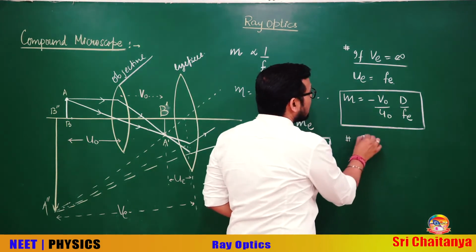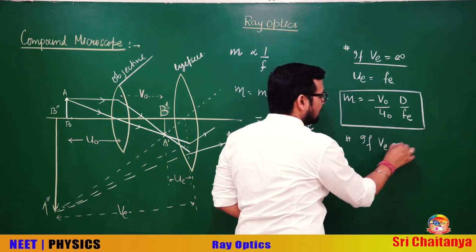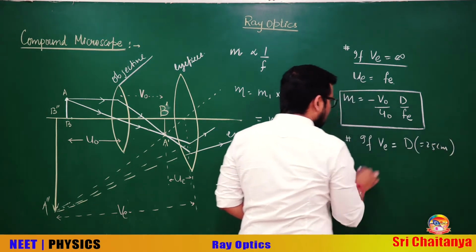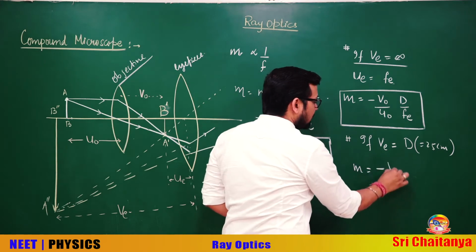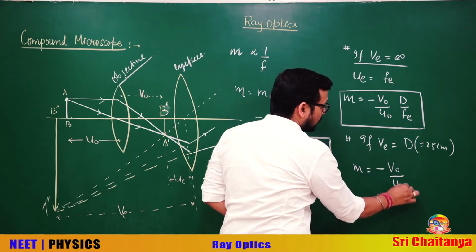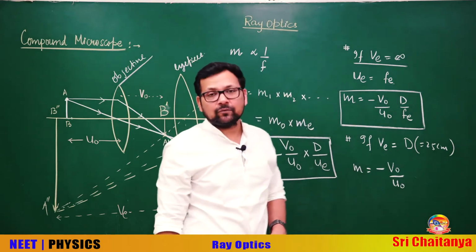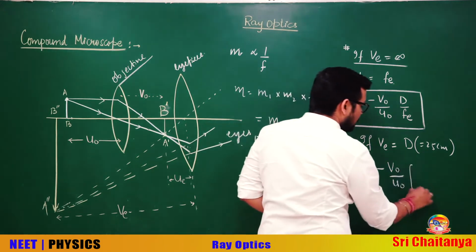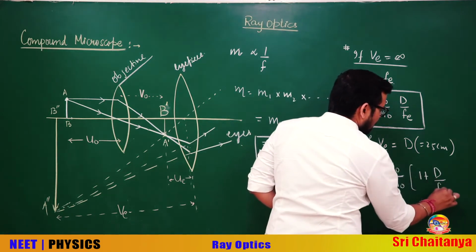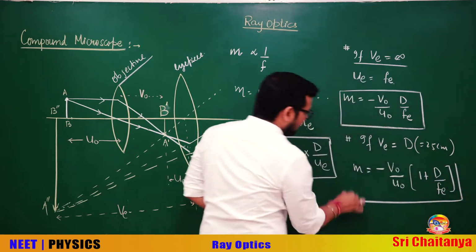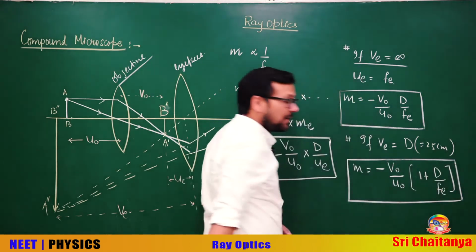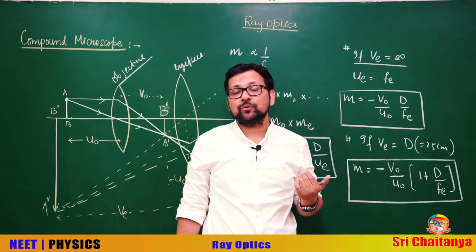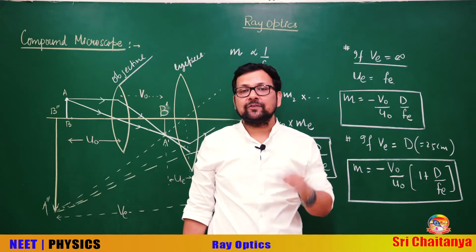Moreover, if the final image is formed at the least distance of distinct vision, which is 25 centimeter, then M would be, we are not changing the objective, so it remains minus V naught by U naught, but in place of ME, what will you write? The formula of the simple microscope in that case, which, if you remember students, is 1 plus D by FE. So, you can memorize the magnification of the simple microscope, and multiply it with the magnification of the objective, minus V naught by U naught, and you will get the magnification for the compound microscope.